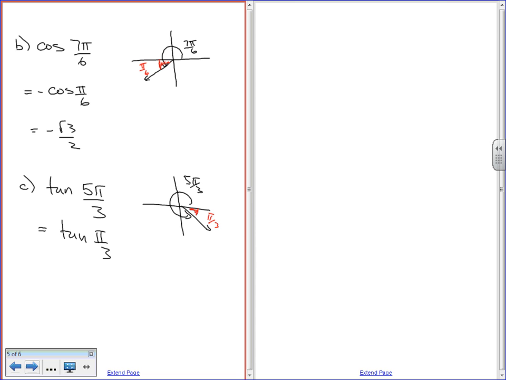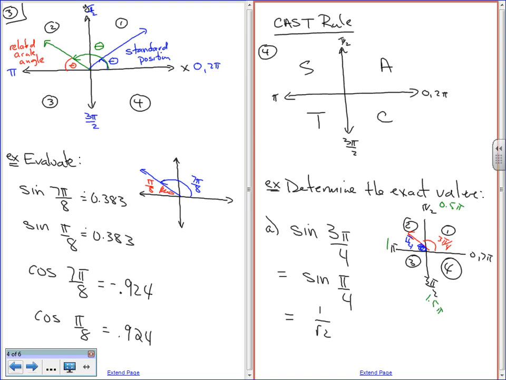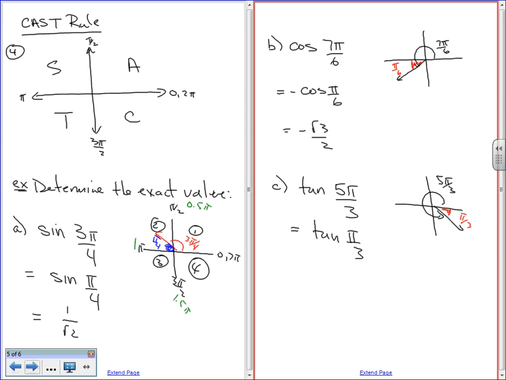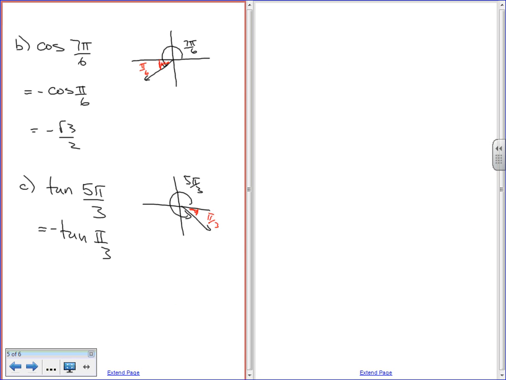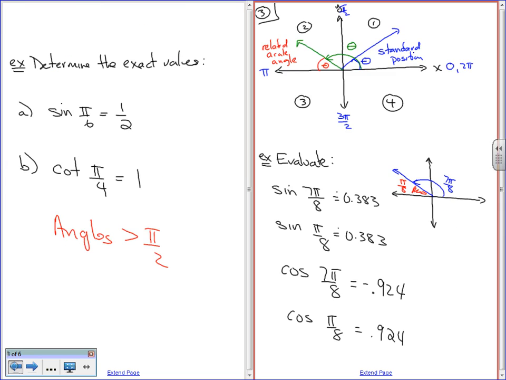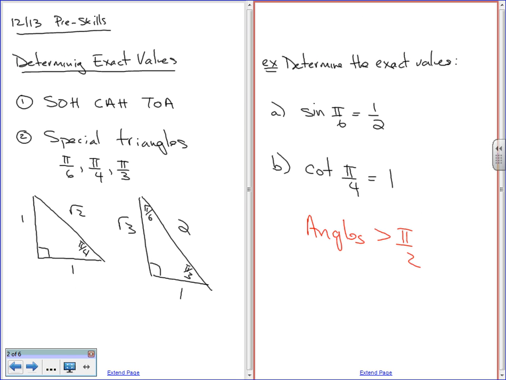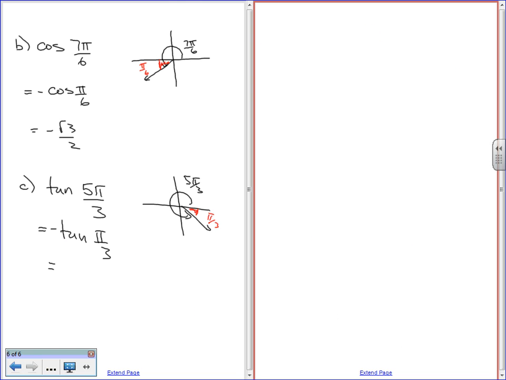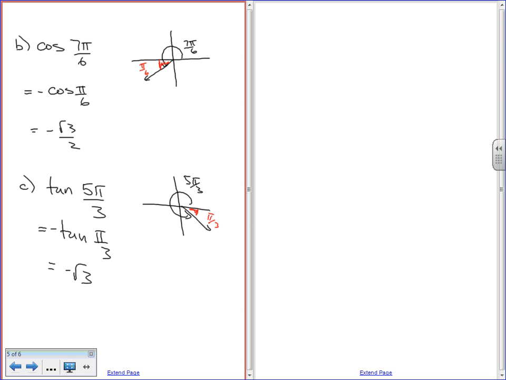Is it positive or negative? What's the other one that's positive down there? Right. So it's negative. So then all you have to do is go to your special triangles and figure out the tangent of pi over 3. So here's pi over 3. The tangent is the opposite side over the adjacent side. So the answer to this question is negative root 3.